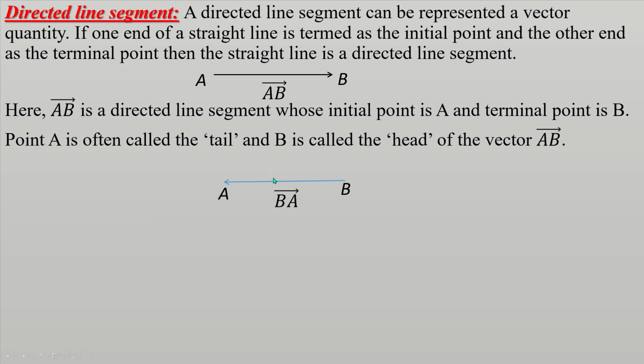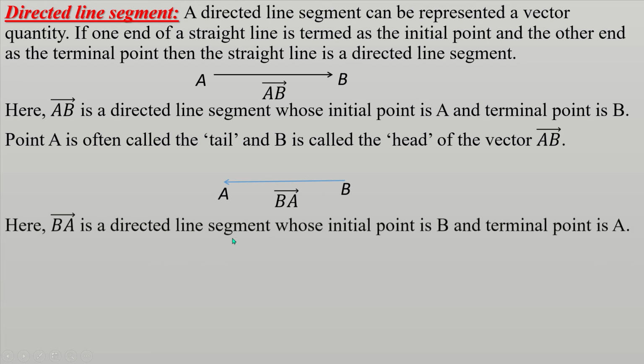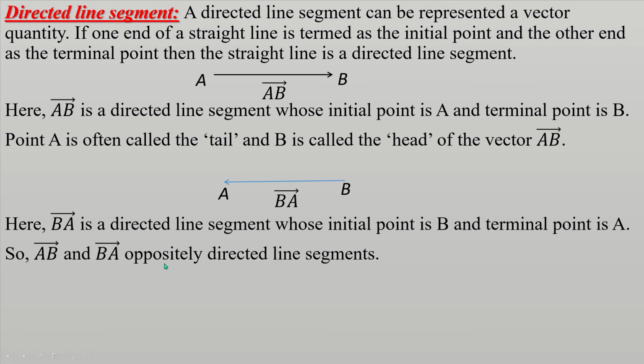Again, follow another figure. Here BA is a directed line segment whose initial point is B and terminal point is A. That means B is the initial point and A is the terminal point. This is the head and this is the tail. So AB and BA are oppositely directed line segments. AB starts from A to B, but BA starts from B to A. So these are different.